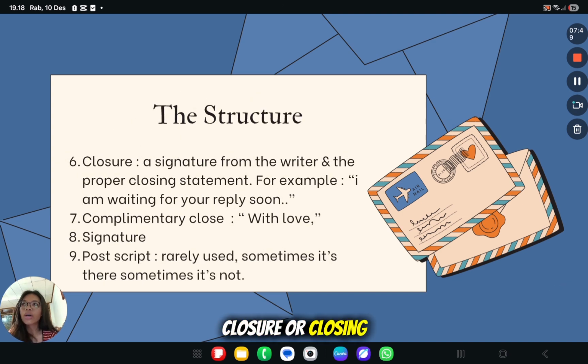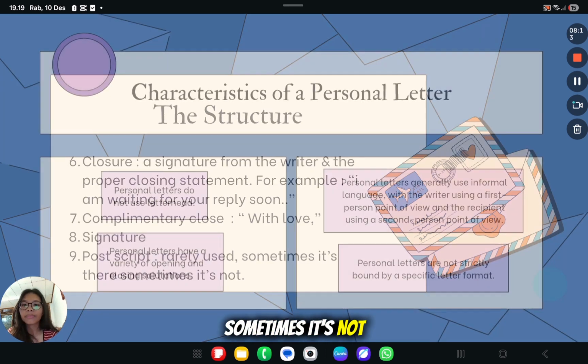Closure or closing. A signature from the writer and the proper closing statement, for example, I am waiting for your reply soon. Complimentary close, with love. Signature and the last, postscript. Postscript is rarely used. Sometimes it's there, sometimes it's not.